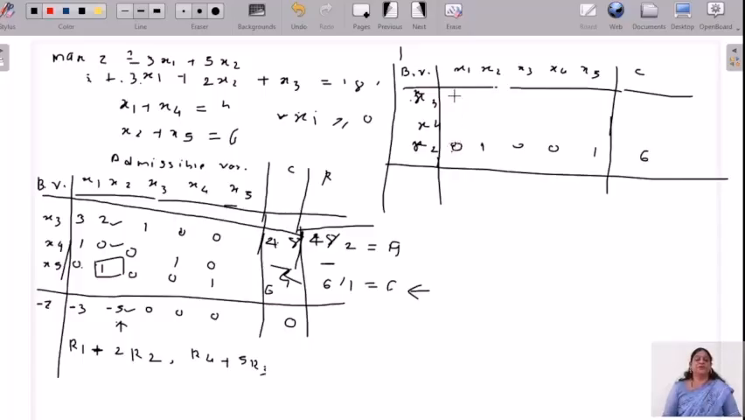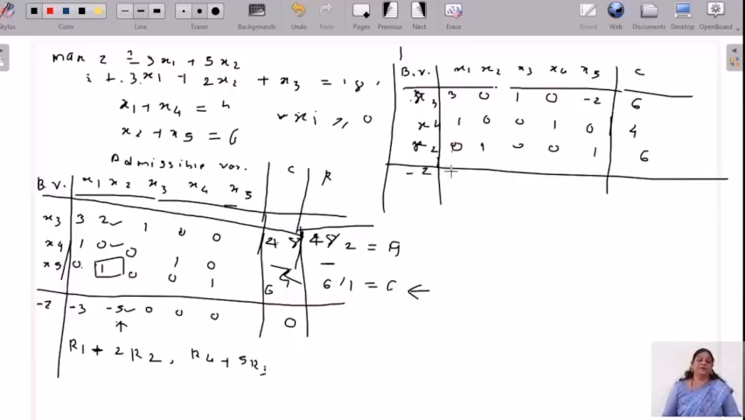R1 minus 2 times R2. 3 minus 2 times R2 is 0. 2 minus 2 is 0. 1 minus 0 is 1. 0 minus 0 is 0. 0 minus 2 times 1 means minus 2. 18 minus 12 is 6. This is already 0, then no need to do any operation. Write the row as it is: 1, 0 and the right hand side constant is 4.